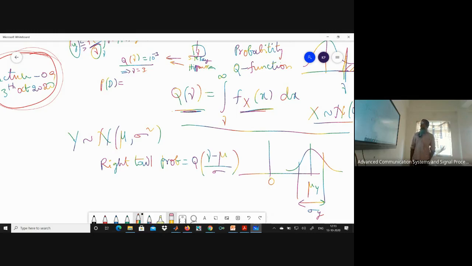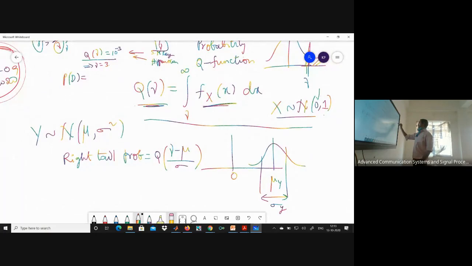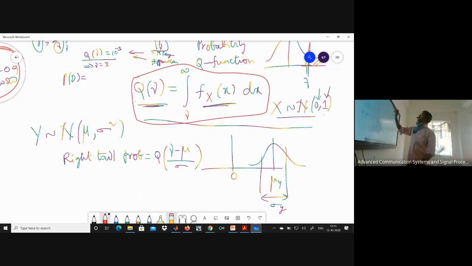Okay, so you can prove this very easily. If a random variable x has a standard normal distribution with mean 0 and variance 1, then the right tail probability is given by the Q function, Q of gamma. You can make use of this equation. Now if I have a random variable with mean mu and variance sigma, then whatever values you get from this integration, we have to equate it to Q of (gamma minus mu) divided by sigma. If I equate it to this, then whatever value you get for gamma, that is your actual threshold.